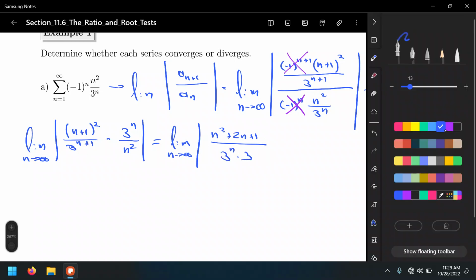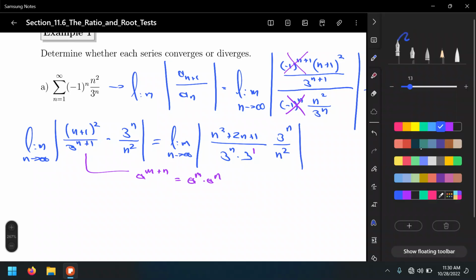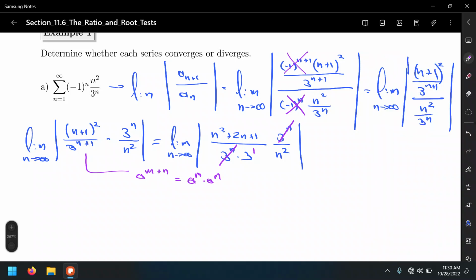What did I do here? Well, a to the m plus n is equal to a to the m times a to the n, basic laws of exponents, right? And then over here, that times 3 to the n over n squared. So what's going to happen here? Number one, cancel 3 to the n with 3 to the n. And I think that's the only thing we can simplify, and that's good enough actually.